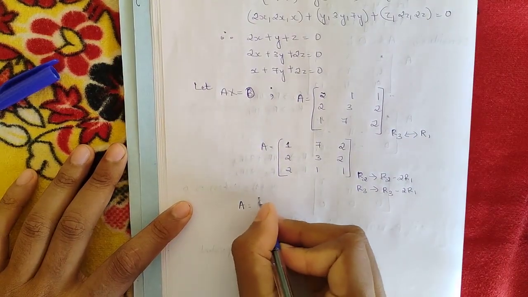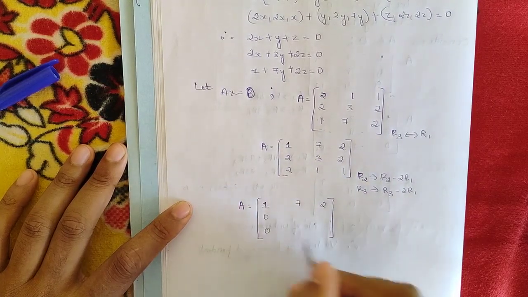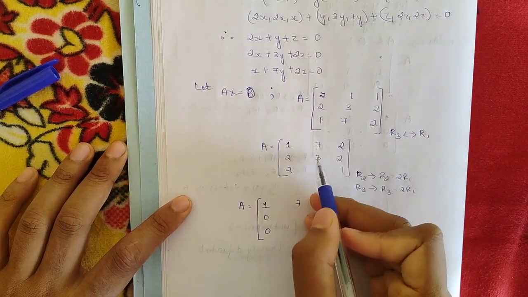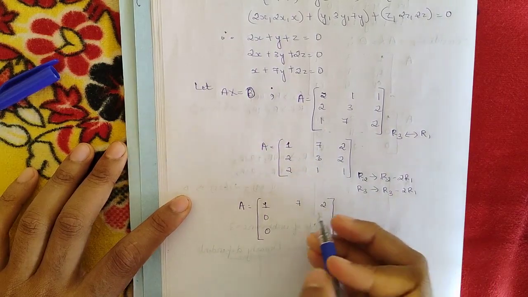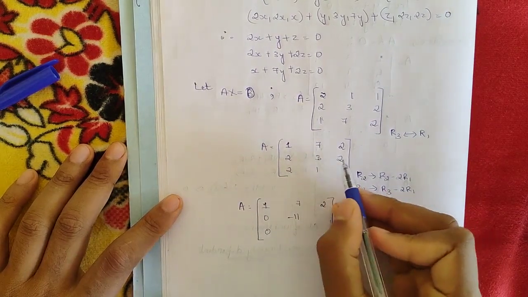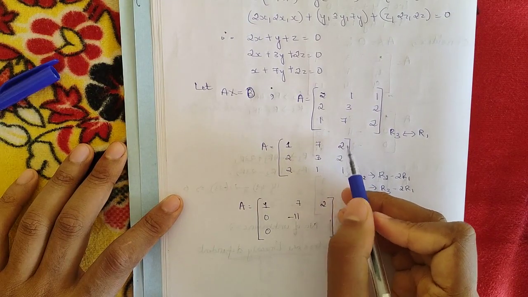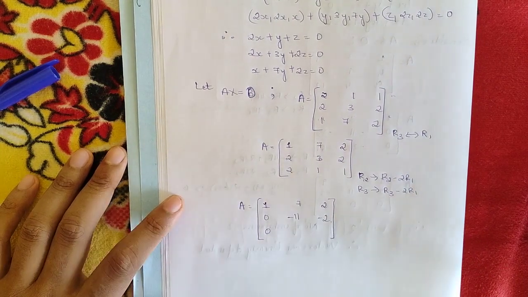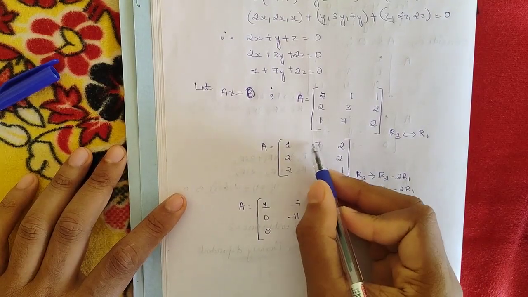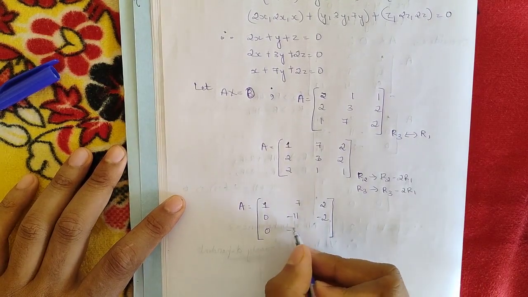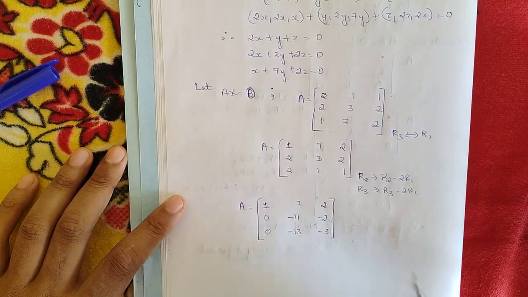After making that, write it again: 1 7 2 as it is, and these two elements are 0. So R2 minus 2R1: 3 minus 2 into 7, two 7s are 14, so 3 minus 14 is minus 11. And 2 minus 2 into 2, that is 4, so 2 minus 4 is minus 2. Here R3 minus 2R1: 1 minus 2 into 7, that is 14, so 1 minus 14 is minus 13. And 1 minus 2 into 2 is 4, so 1 minus 4 is minus 3.